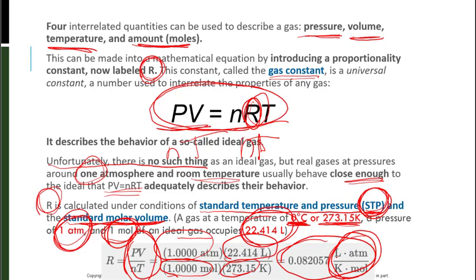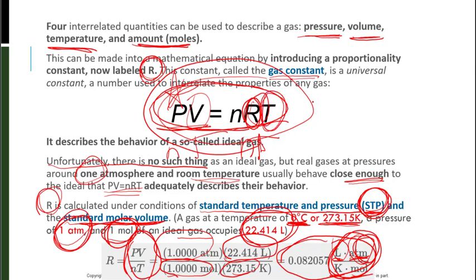This constant has a unit of liters atmospheres over Kelvin mole. That means when we're using this equation, our pressure needs to be in atmospheres, the volume needs to be in liters, our temperature, as always, needs to be in Kelvin, and our n is our moles.